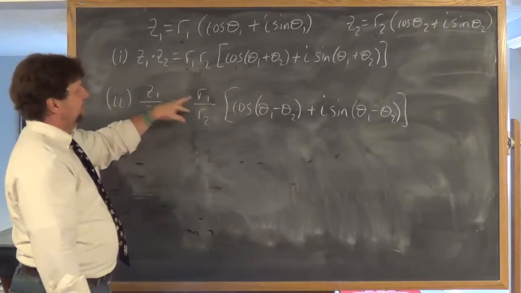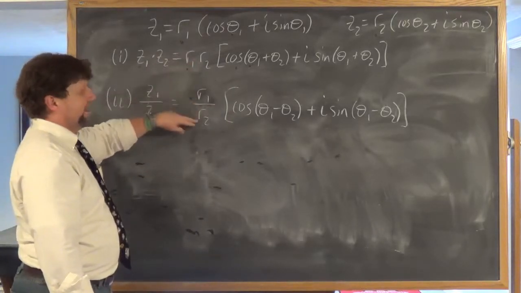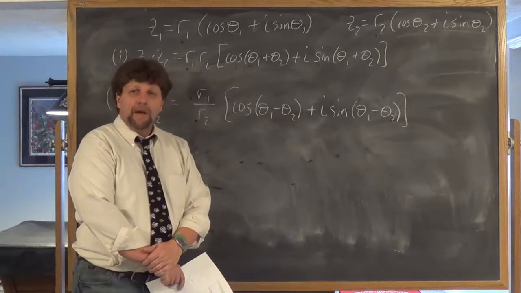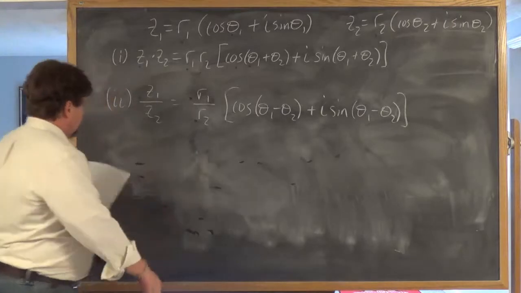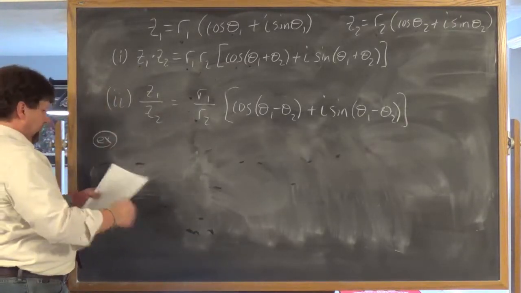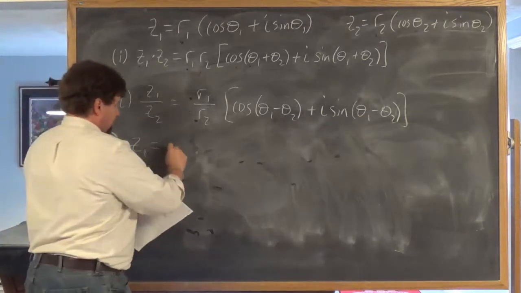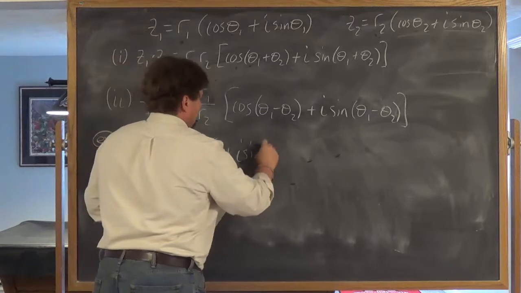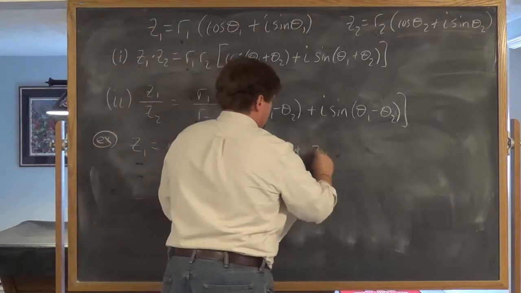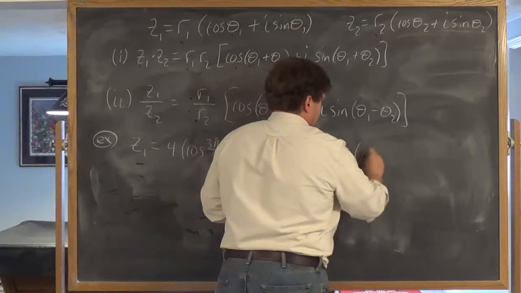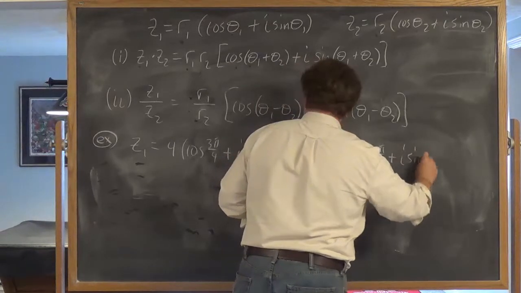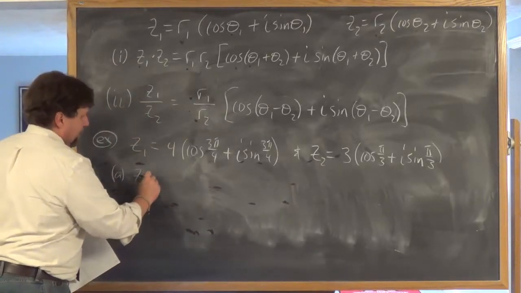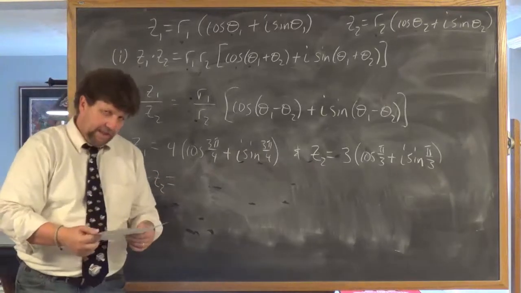If you want to divide, divide the r's. So z1 divided by z2 is r1 divided by r2, times the quantity cosine theta 1 minus theta 2 plus I sine theta 1 minus theta 2. Let's see if we can get a quick example in here. Let's say z1 is 4 times the cosine 3 pi over 4 plus I sine 3 pi over 4, and z2 is 3 cosine pi over 3 plus I sine pi over 3.